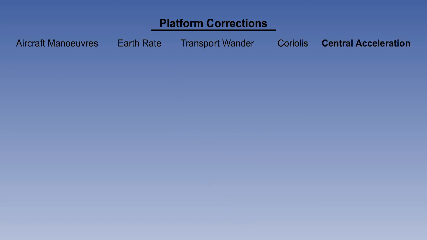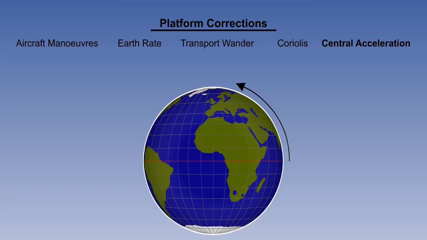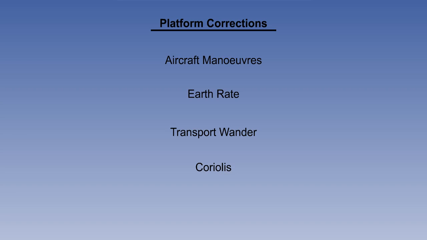And finally, there is central acceleration. Again, a very simple explanation. Imagine yourself flying around the Earth. If you really were travelling in a straight line, you'd disappear off into space. Clearly, that doesn't happen. There must be a force accelerating you into the centre of the Earth. Again, that has to be calculated and allowed for. So, to summarise, the full list of platform corrections is aircraft manoeuvres, earth rate, transport wander, Coriolis, and central acceleration.